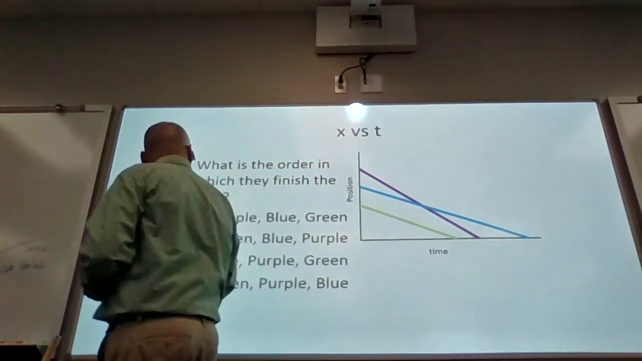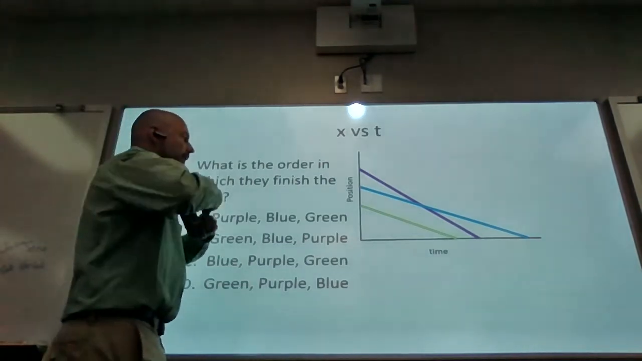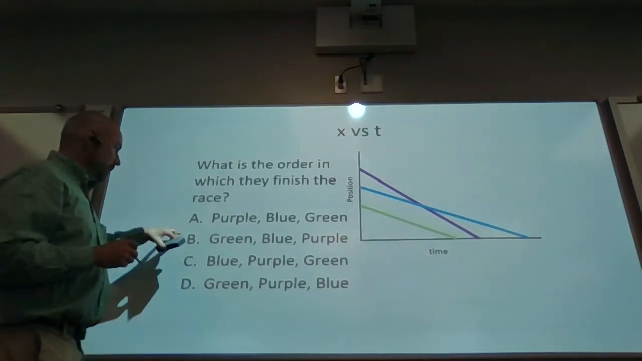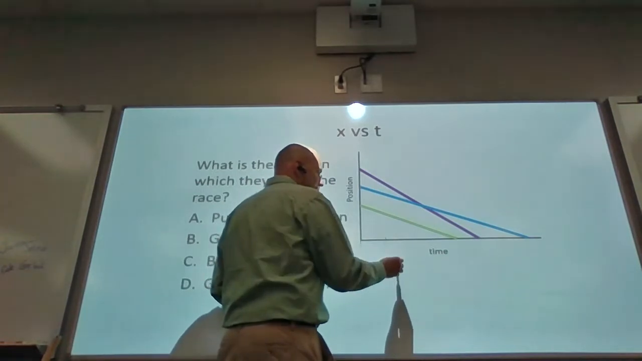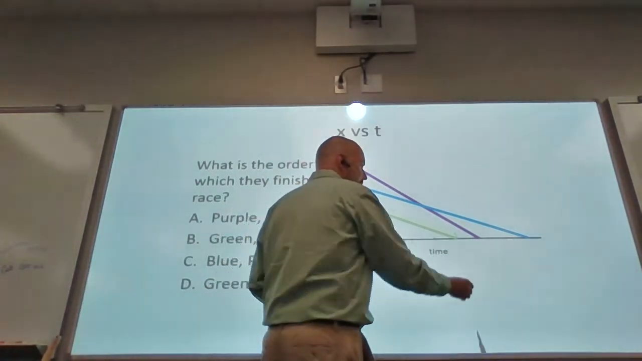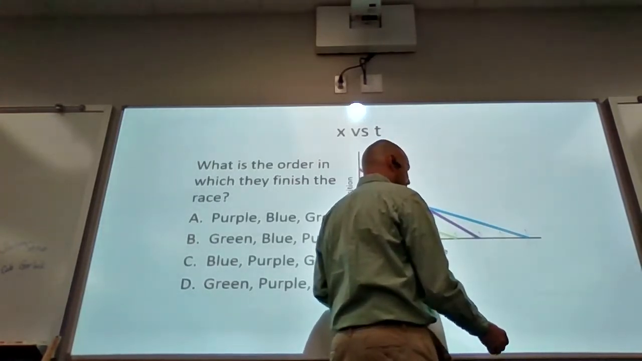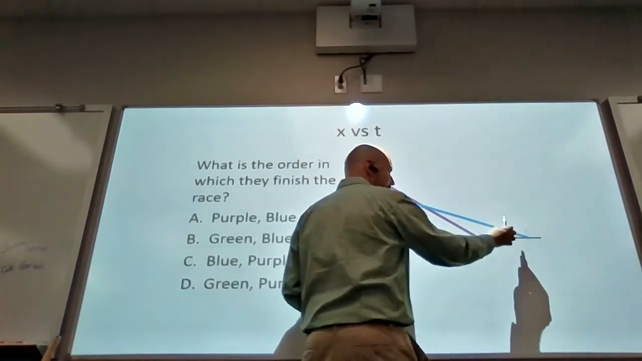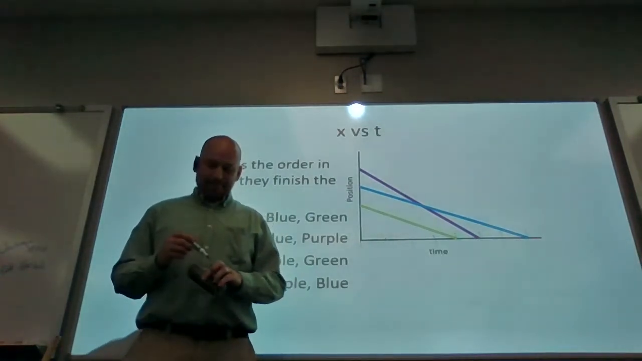And finally, which is the order they finished in? Pause. The correct answer is D. You can make up some numbers here. 5 seconds, 10 seconds, 15 seconds, 20 seconds, 25 seconds. 0, 5, 10, 15, 20, 25, 30, 35 seconds. Okay, good to that.